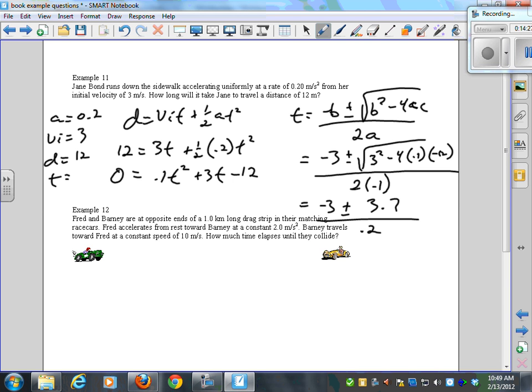Now, the quadratic formula is going to give you two answers. One might be positive, one might be negative, or you might get two positives, right? But one way or the other, my time has to be positive. Obviously, you can't have negative time. Do you have to do both the plus and the minus? In this case, I've got minus 3. If I do the subtract 3.7, I'm going to get minus 6.7 divided by a positive number, which is going to give me a negative. So you only need to do the add one. So it's minus 3 plus 3.7, which is just 0.7 over 0.2, or 3.5 seconds, which seems about right.